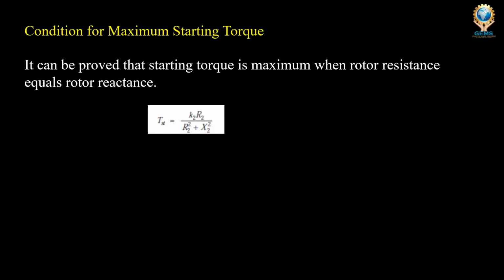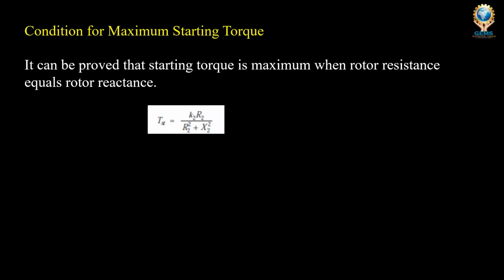And now we will see the condition for maximum starting torque. Here, this is the equation of the starting torque when the supply is constant. So the E2 term is removed. So here K2 R2 divided by R2 square plus X2 square.